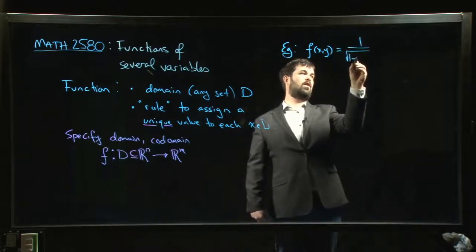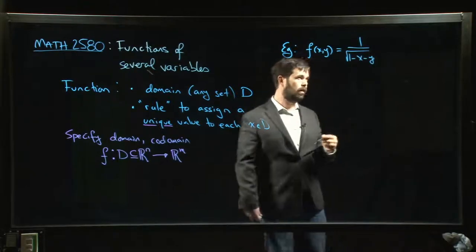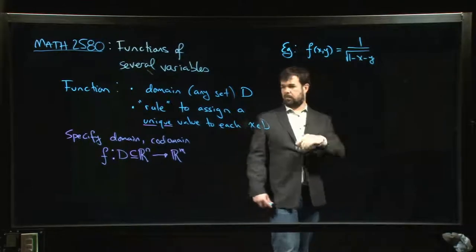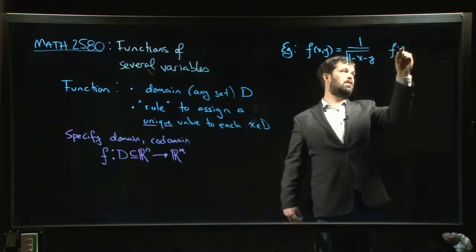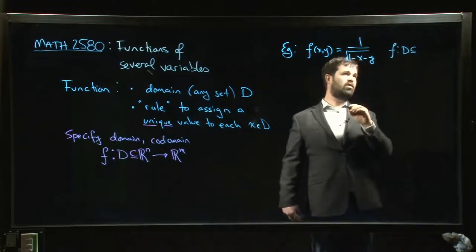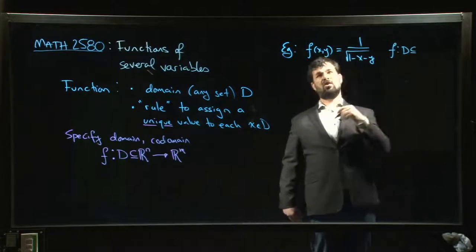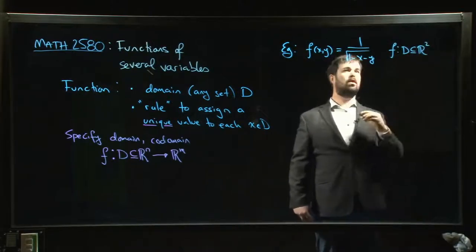1 over the square root of 1 minus x minus y, right? So if we wanted to be more specific, we would say in this case, f then is a function from some domain D. Where is this D? What is it a subset of? Well, I've got two input variables, x and y. So D is a subset of R2.